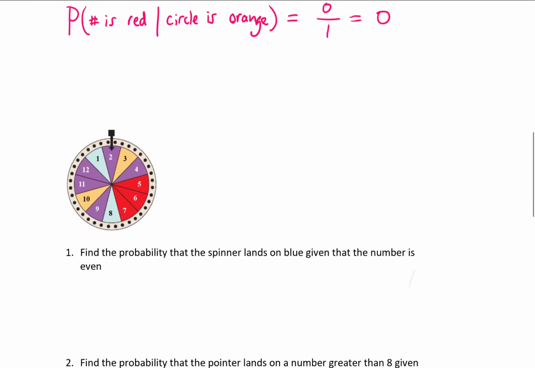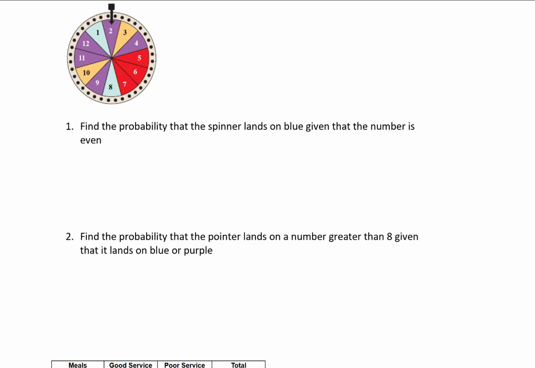Let's move on and look at another one. Here is our spinner, and we spin this thing and it randomly lands on a number. We want to find the probability that the spinner lands on blue, given that the number is even. The notation that we use for that is the probability that we land on blue, given that our number is even. So we have to start by assuming our number is even.